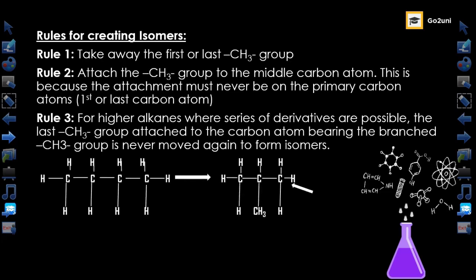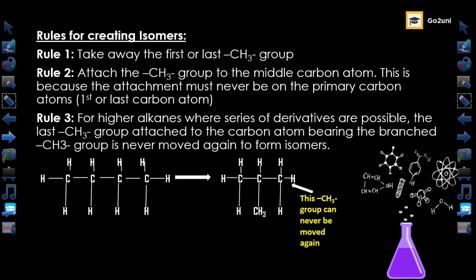If we have a compound like butane, as you can see, 4 carbon atoms, from butane we can get the isomer of butane, which is just one isomer. The isomer of butane is 2-methylpropane. So in a nutshell, butane has 2 isomers, butane itself and 2-methylpropane. If you are looking at 2-methylpropane, rule 3 says that we cannot break off that CH3 either at the right or at the left. We cannot break it off again to form another isomer.